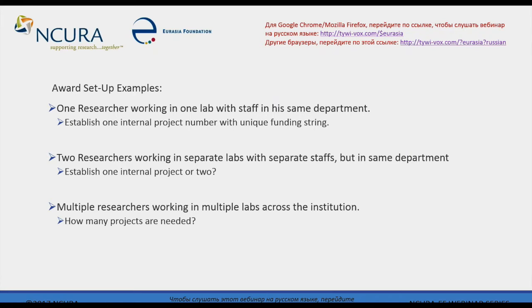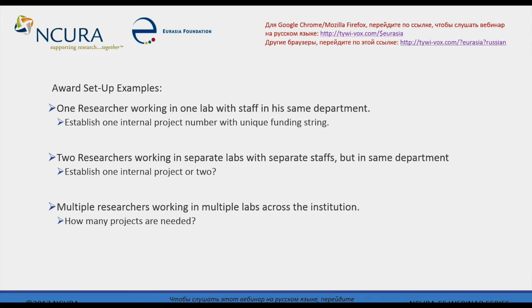Oftentimes, collaborators work very closely together and they can internally manage the funds, so it's possible that you may set up just one project. However, it's often easier to manage each researcher by giving them a unique account with its own unique budget and funding string. This can easily reduce questions or misunderstandings of how much each researcher has to spend and how much progress they're making in terms of using their appropriate budgets.